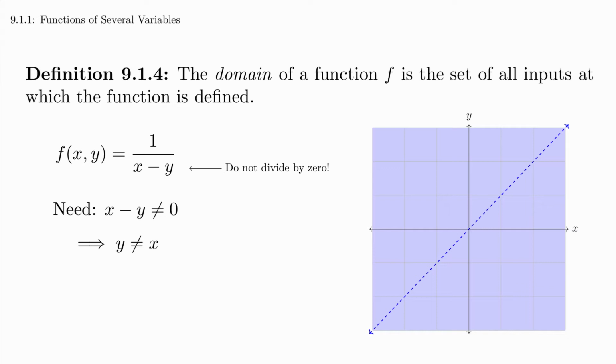So we will shade in the whole plane except for a dashed line corresponding to the line y equals x. The dashed line is how we indicate that this collection of values is to be removed. This notation is also common when drawing the edge of other boundaries that are excluded, such as circles or rectangles.